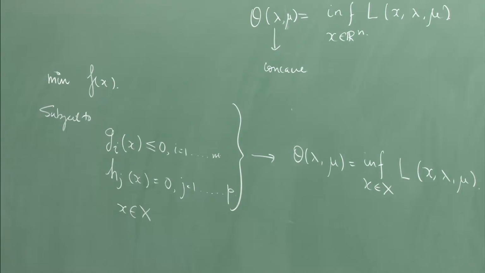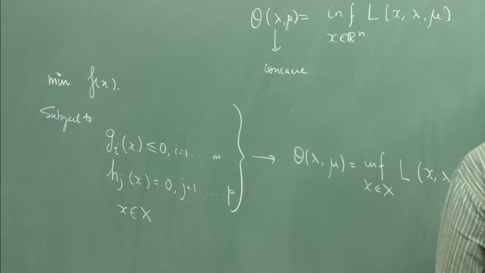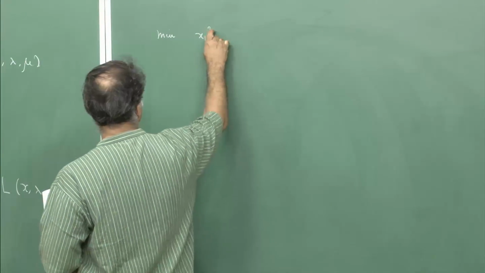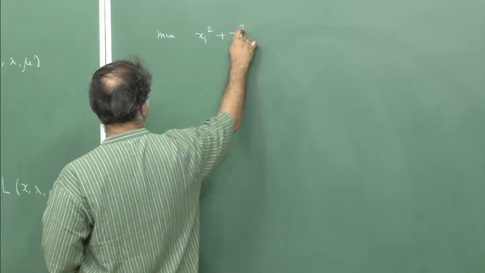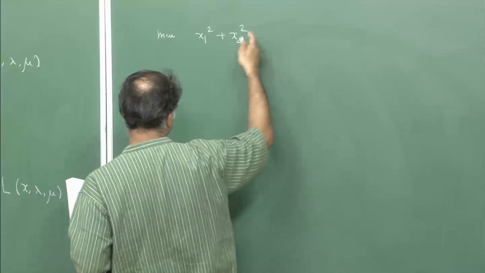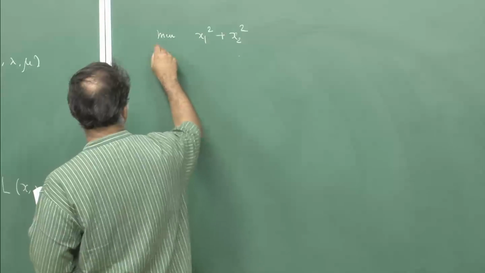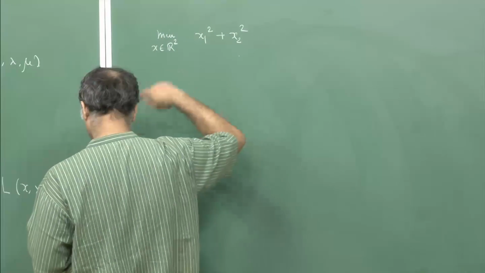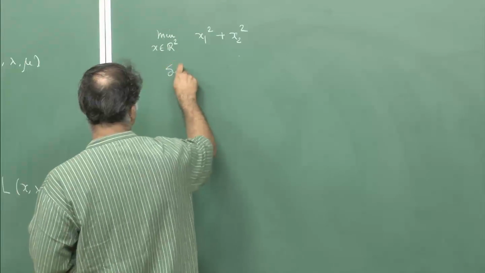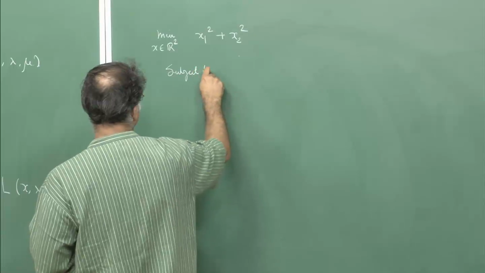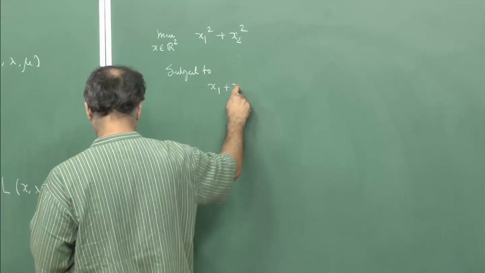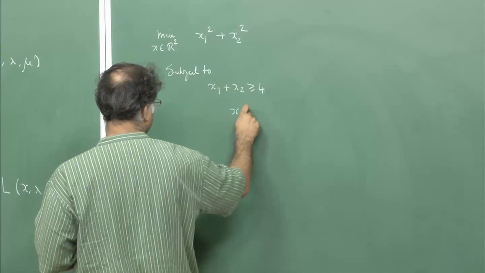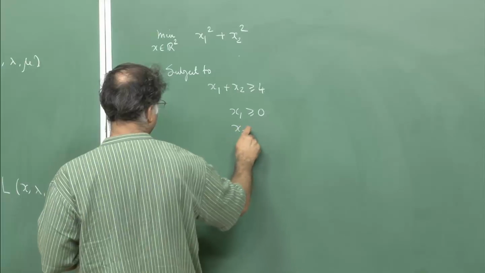Now, let me provide this example. So, the problem is to minimize this convex function x1 square plus x2 square. So, x1 and x2 are in R, it is a problem in R2, basically I should write x is in R2. So, you are minimizing over R2 subject to a linear constraint and x1 is greater than or equal to 0 and x2 is greater than or equal to 0.